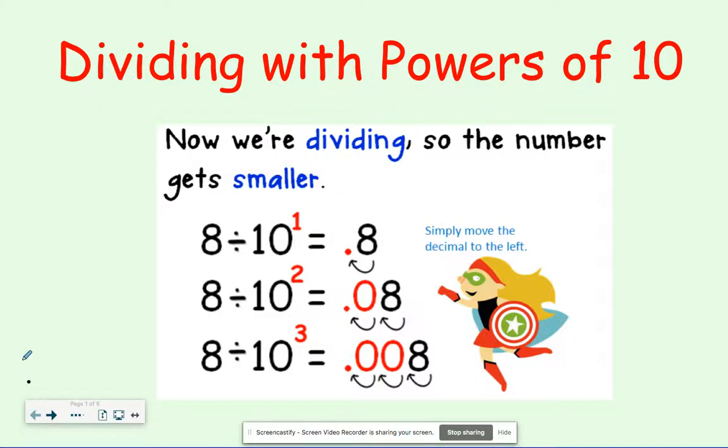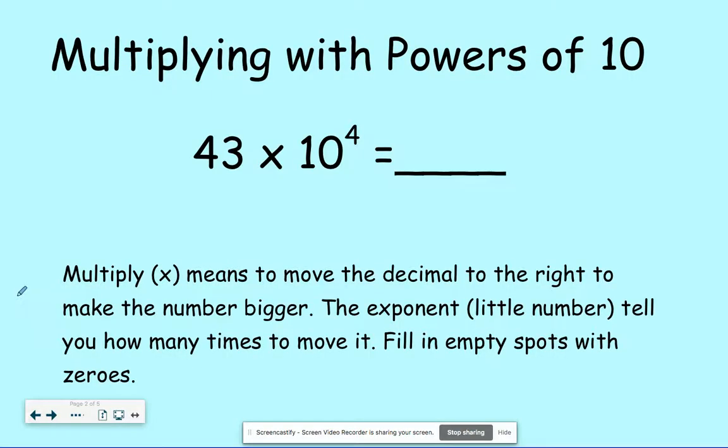Hello, in this video you're going to be learning about dividing powers of 10 and we're going to review multiplying with powers of 10. First we're going to start with our review of multiplying with powers of 10. Now when you multiply, it means that you're moving the decimal to make the number bigger. So the decimal's going to move to the right.